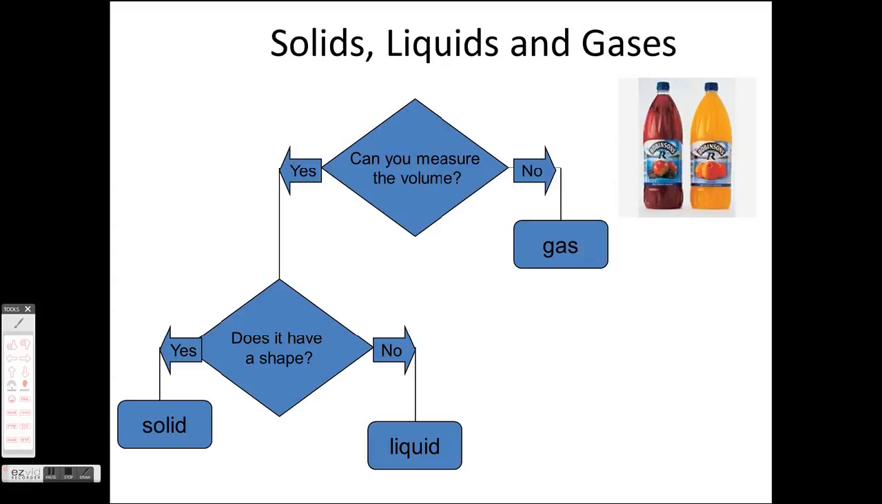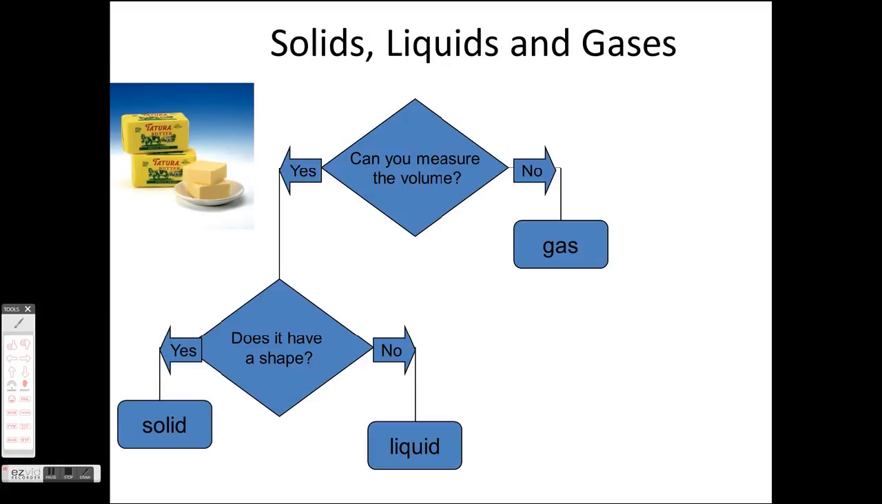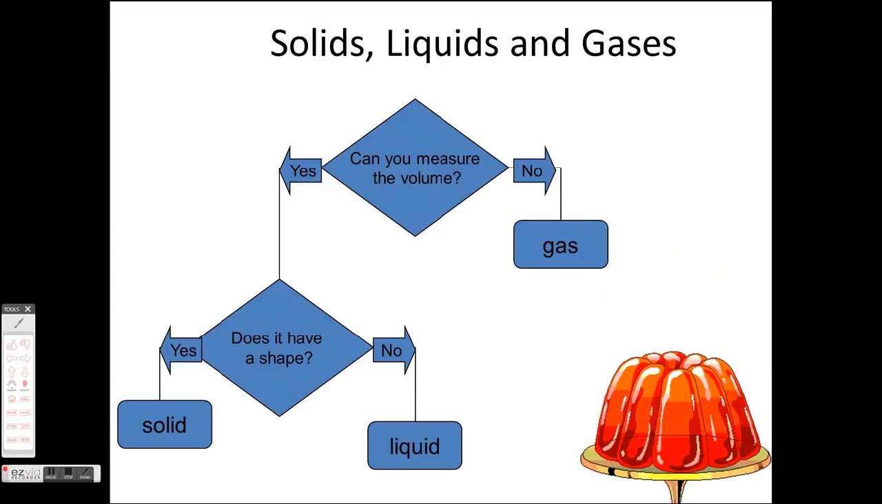So right here, we can see our liquids take on the shape of the container. Our solids, like butter, are going to be a block of butter until it melts. Jello's kind of tricky. Is Jello taking the shape of any container? I don't think so. You cook it in a certain container, but that Jello is standing on its own, so I would call it a solid.